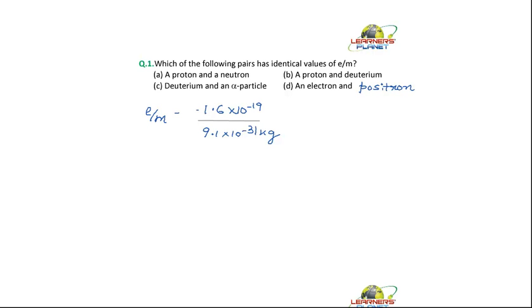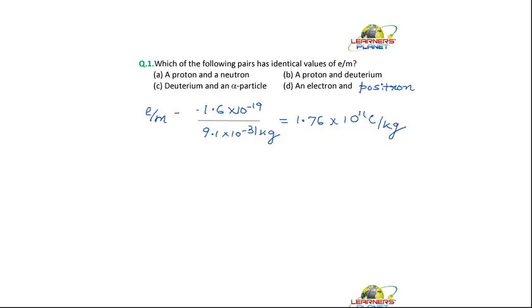Right? So this is the way we calculate the e by m ratios, and it comes out to be 1.76 into 10 to the power, how much would it be? 31 minus 19, 11, coulomb per kg. So this is the way we find out the e by m ratios. Now students, we have to find out which has the identical value of e by m.